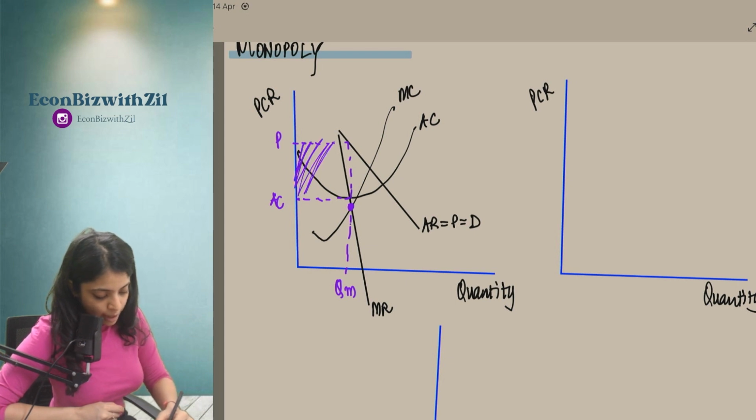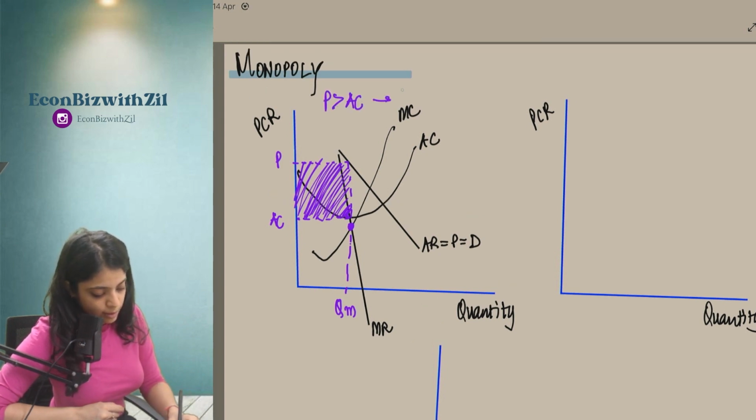This entire section is my supernormal profit because P is greater than AC. So this is nothing but my supernormal profit.